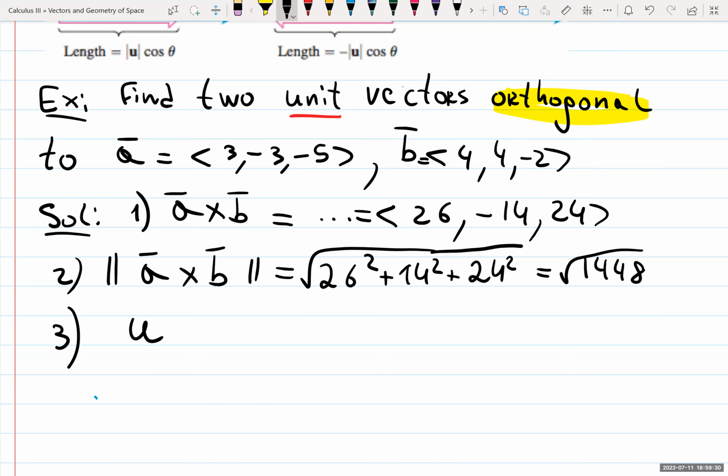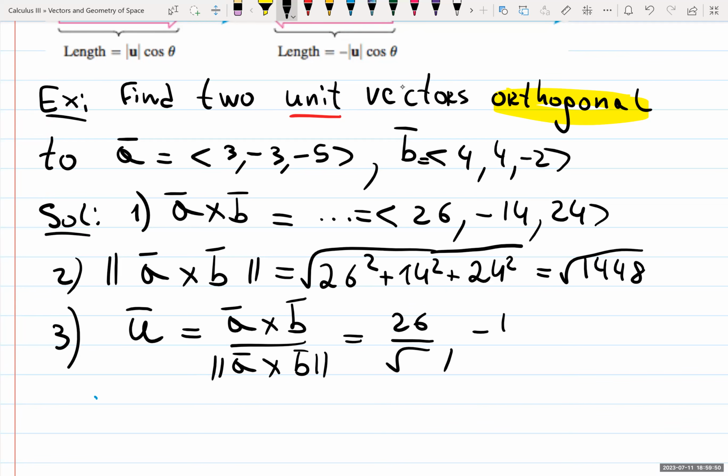Unit, usually it's U, vector is a vector without its size. Well, the size is 1. That's how it's easy to remember. So you just distribute this square root everywhere. It's going to be 26 over the square root, minus 14 over the square root, 24 over the square root. That's the vector. So that's the answer.